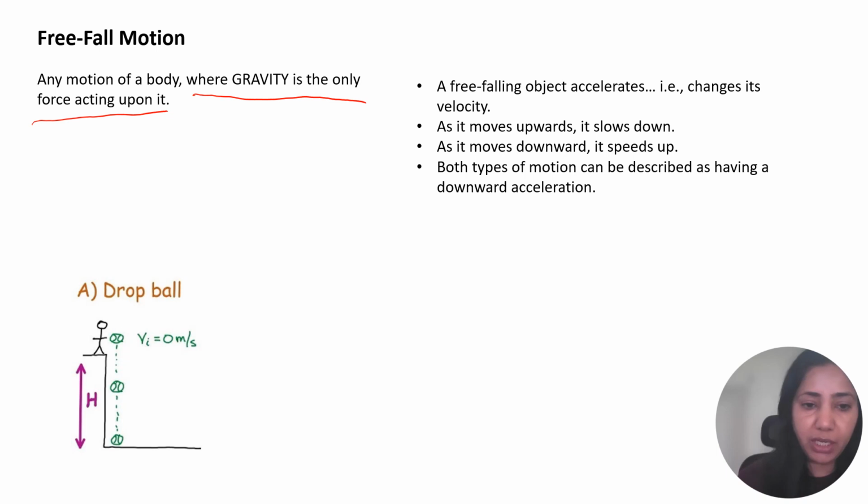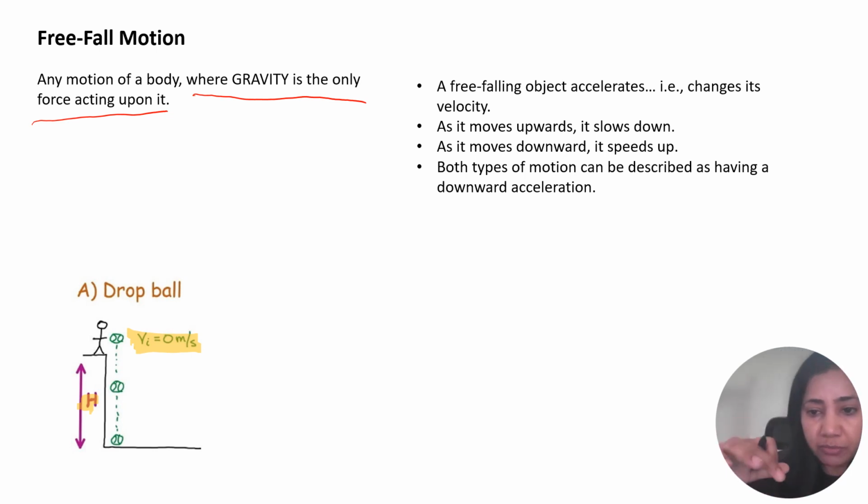So suppose we take the first case when we just drop a ball. What happens in this case, if you see, we are just dropping a ball, and at this point the initial velocity of the ball is 0 meter per second, and the man is standing at this height h above the ground. So during this whole motion, what is going on with velocity and acceleration?